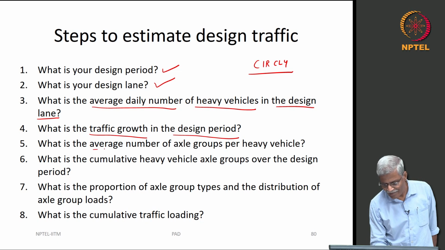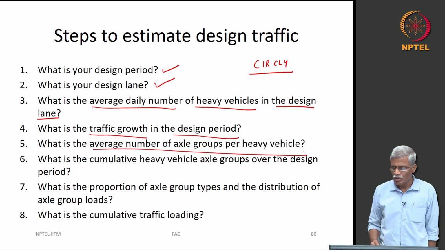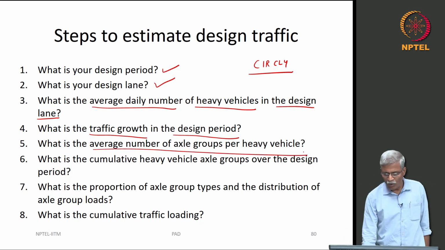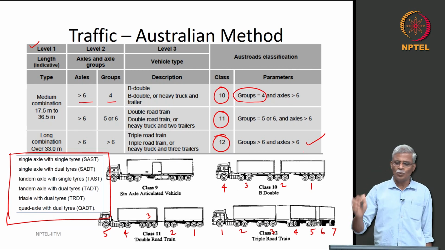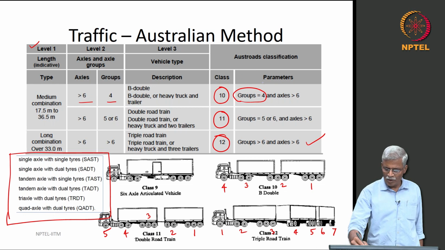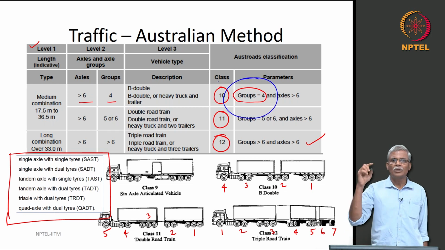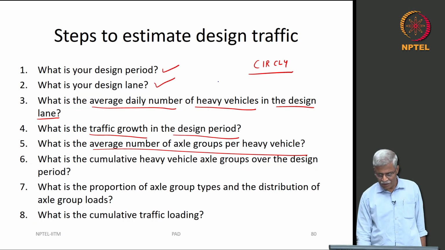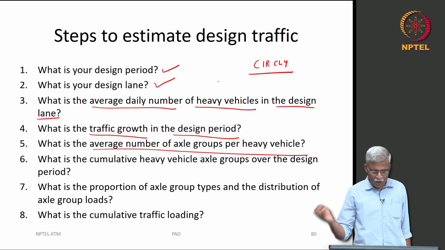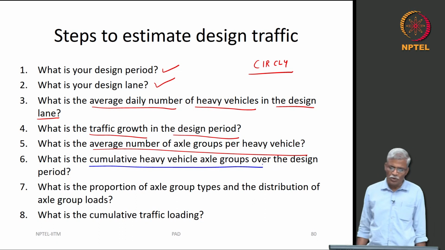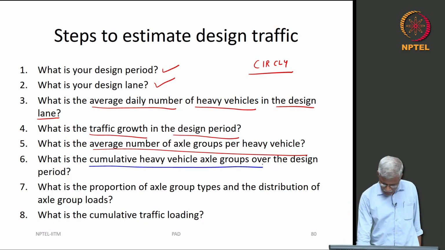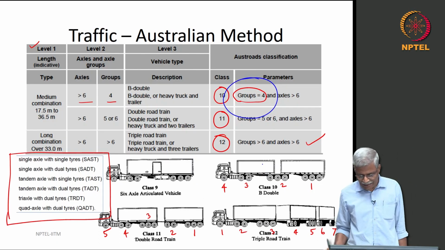What is the average number of axle groups per heavy vehicle? Now, what are these axle groups that you are really looking at? This is the axle group that I mentioned here. So, these are the axle groups that we have mentioned here, and what is the cumulative heavy vehicle axle groups over the design period. So, now let us go back and look at it again.